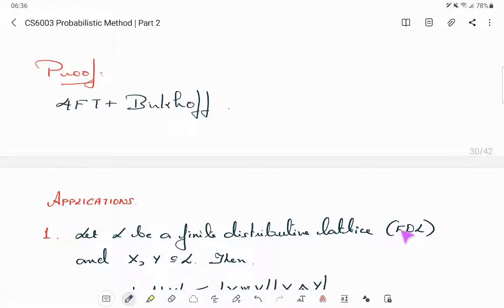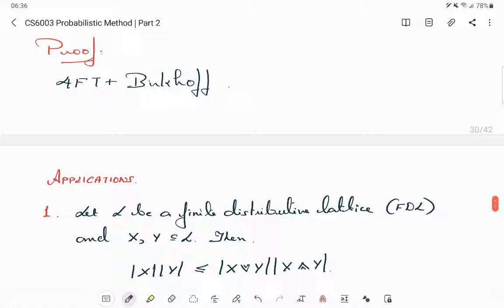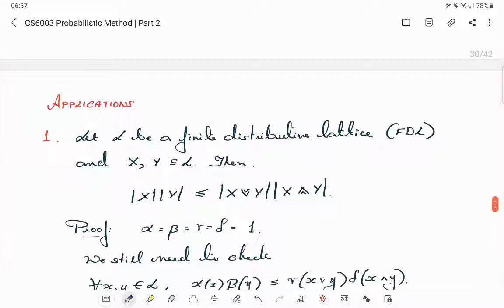So from now on, I will abbreviate this finite distributive lattice as FDL. Let L be any FDL and X and Y be subsets of L. Okay, so X and Y are just two subsets of a lattice, and we can show that the product of their cardinalities is upper bounded by the product of the cardinality of the pairwise join times the cardinality of the pairwise meet. Okay, so the proof is almost just a single line.